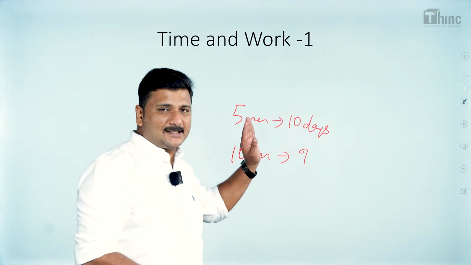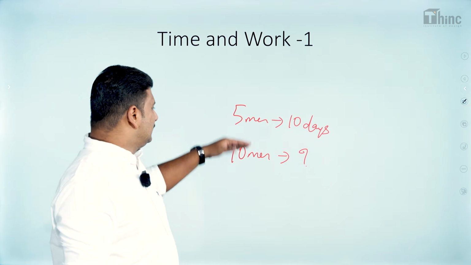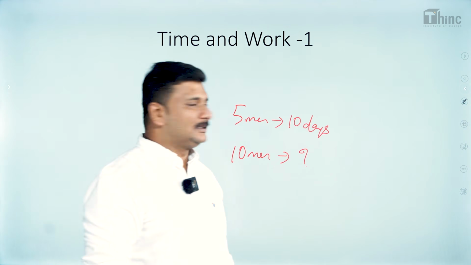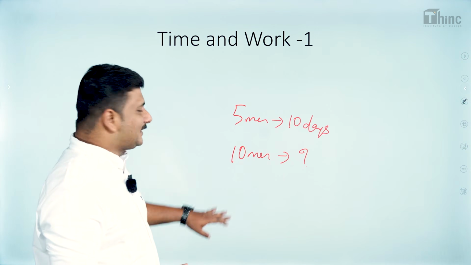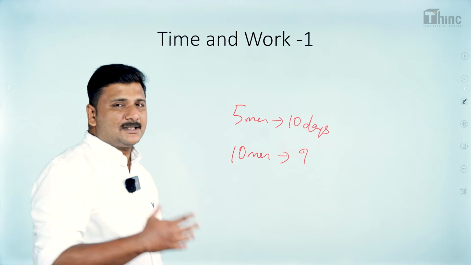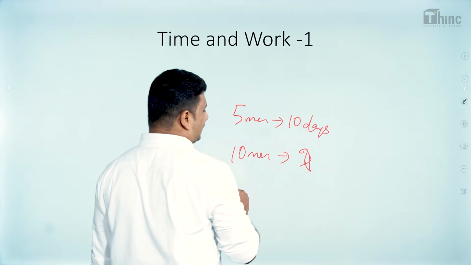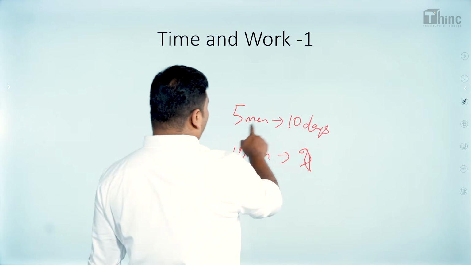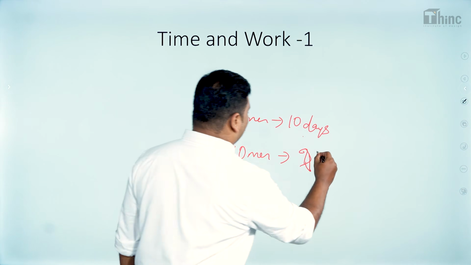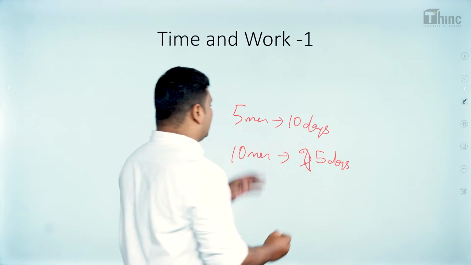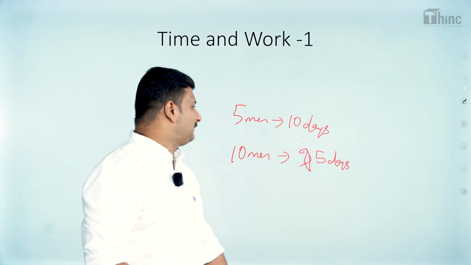So there is a particular work. If you're assigning 5 men, they will take 10 days. Now, if you have assigned double the men, that is, instead of 5 men, 10 men working together, they can finish the same work in how many days is the question. Double the men are working, so they need only half the time. What is the meaning of half the time? If 5 men took 10 days, then 10 men, double the men, need only half the time, that is only 5 days, right? So if I am assigning double the men, they need only half the time. Instead of 10 days, they will take only 5 days.